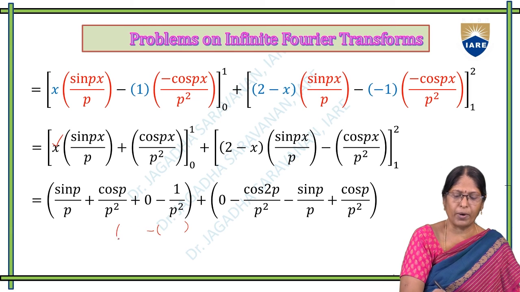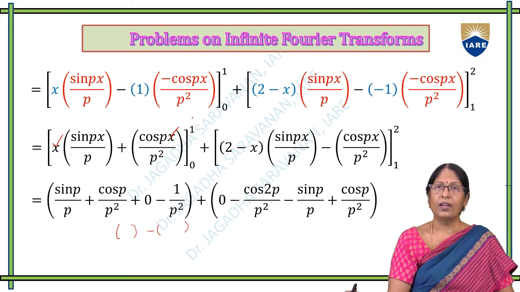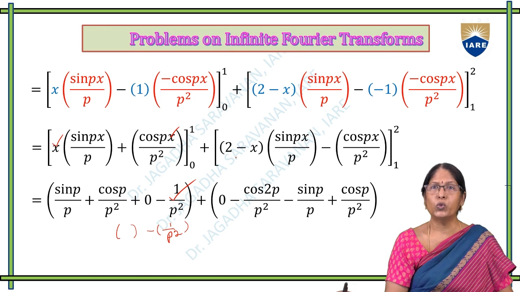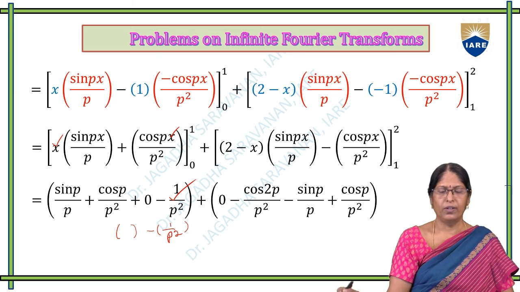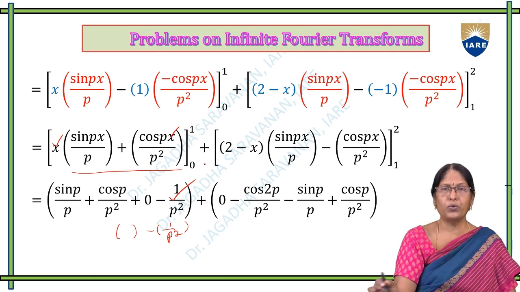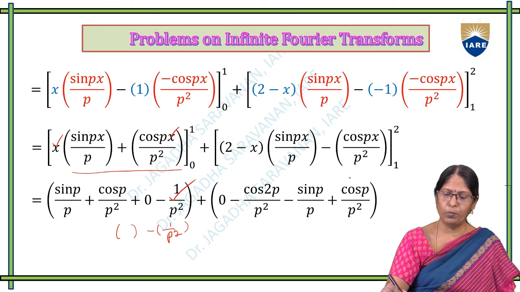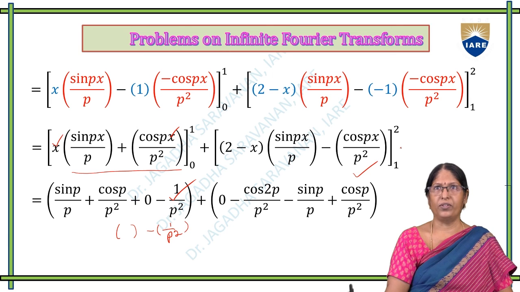This is formula minus. Here, x plus 0 substituting, cos 0, the value is 1. So 1 by p square. So it has become minus 1 by p square. So completely the substitution of the first integral is over. Next we will move to the second integral.